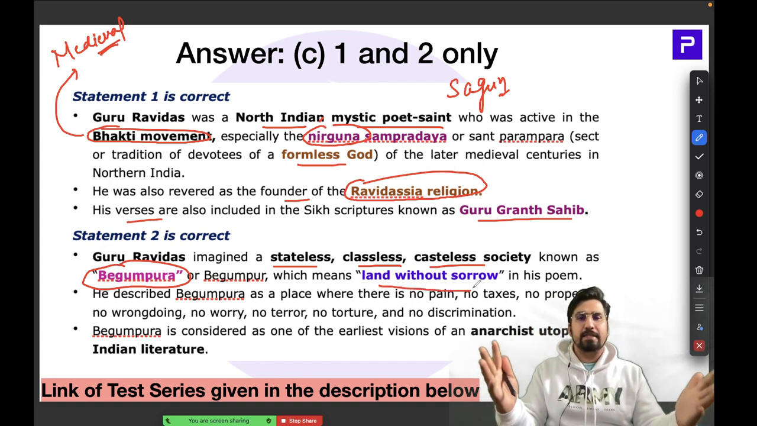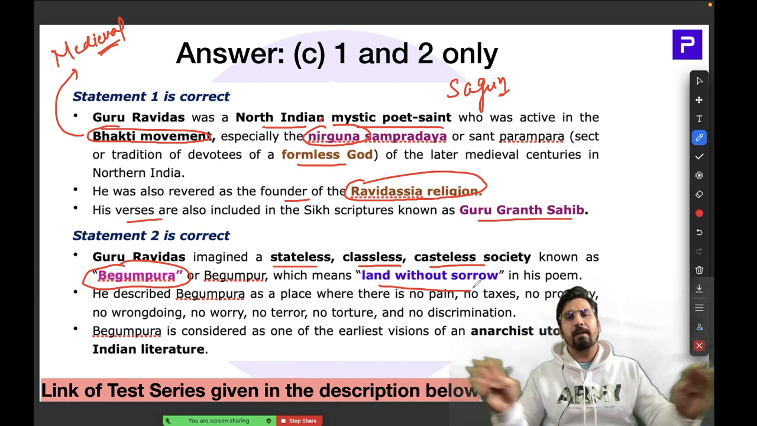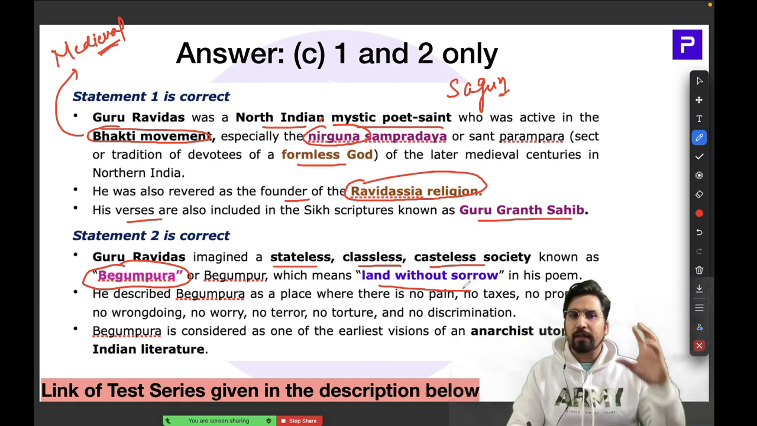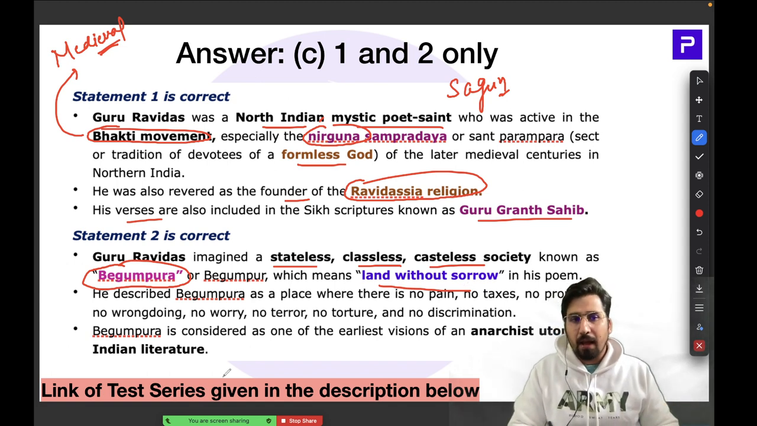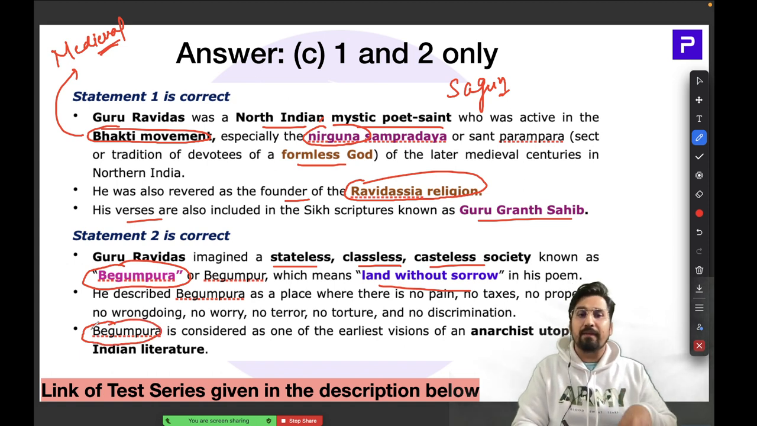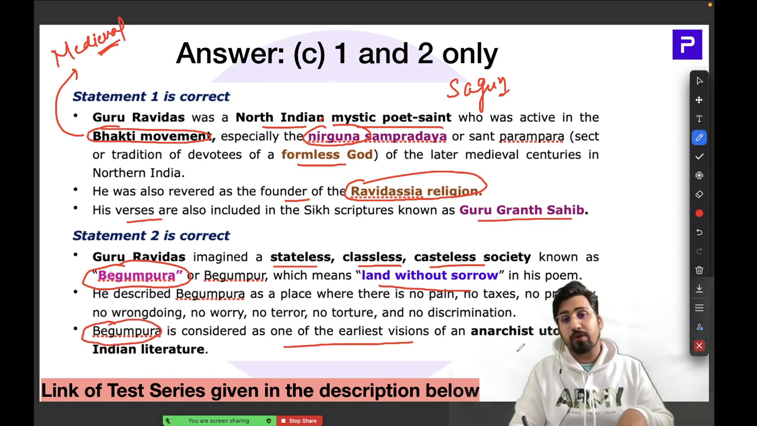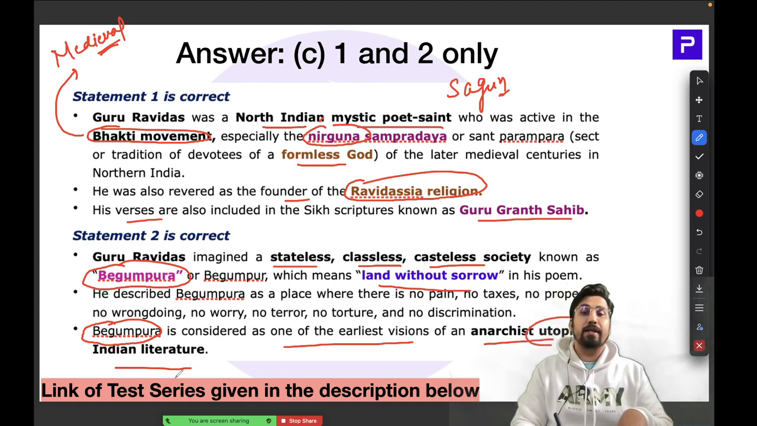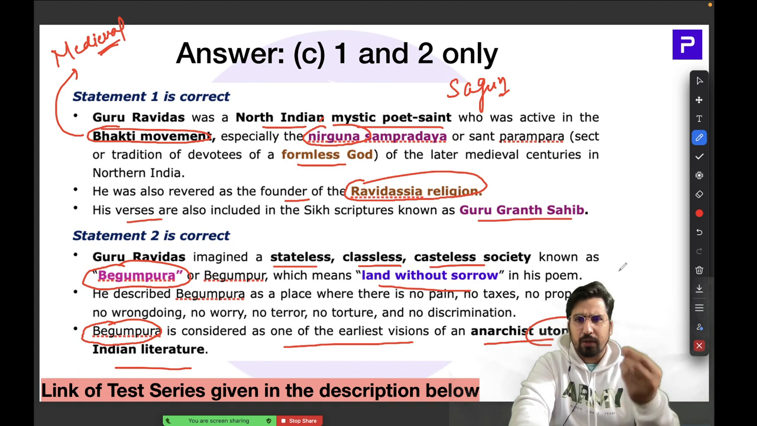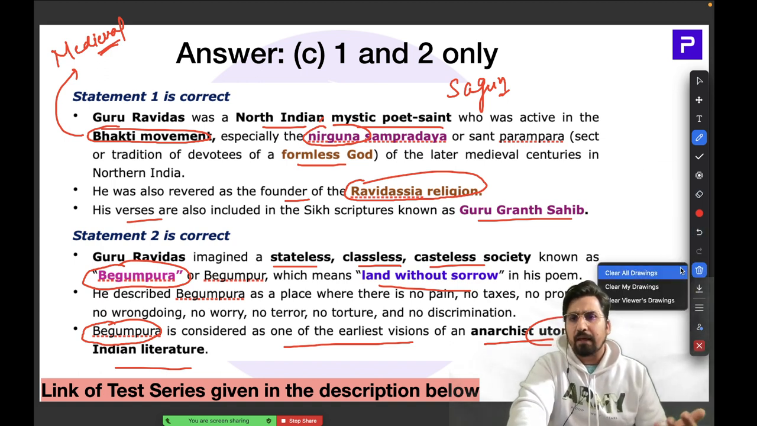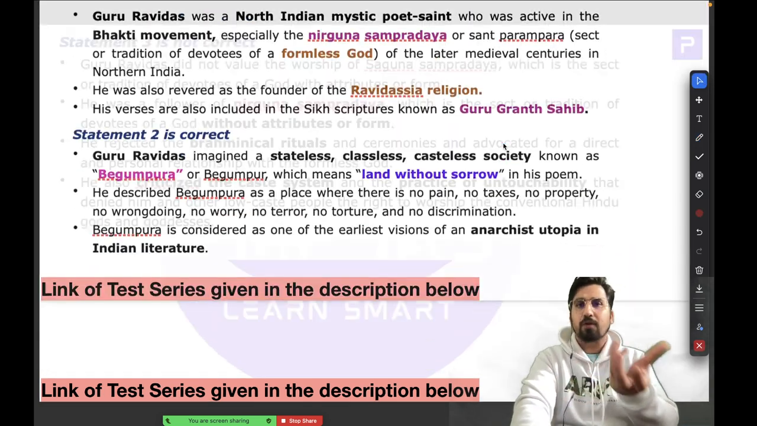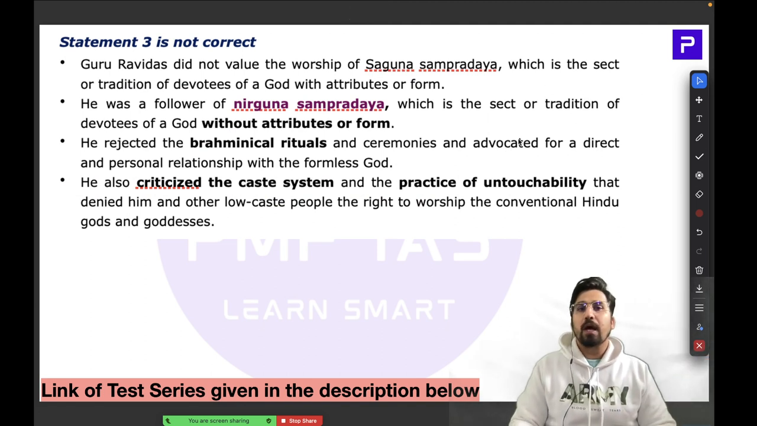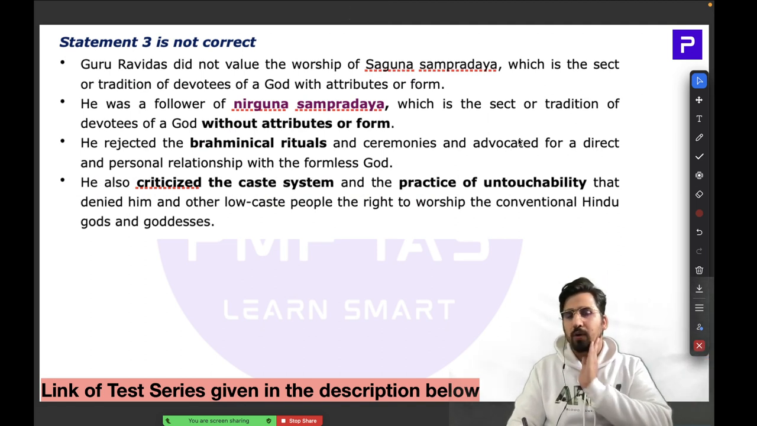He wanted to create a society where everyone lives in harmony and there is absolutely nobody living with sorrow. This was his idea, and that is how he delivered his preachings to the people, that you should try to create something like that. In fact, the Begumpura concept is very important in our medieval history because it is considered one of the earliest visions of an anarchist utopia in Indian literature. In later times, you have heard of the term utopia, where everyone is happy and lively. But Begumpura was the base of the concept of utopia, which even Western people use. Now, I told you about Sagun and Nirgun Bhakti, that is important.